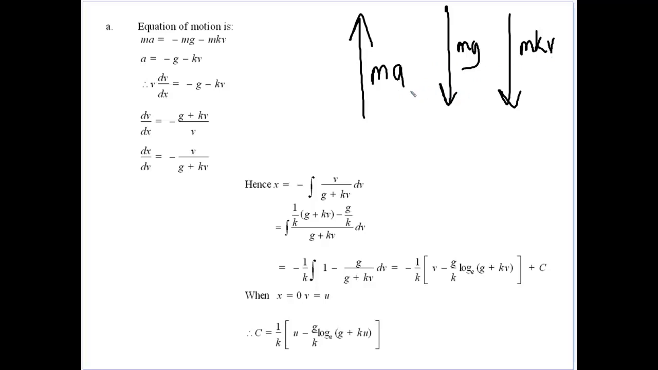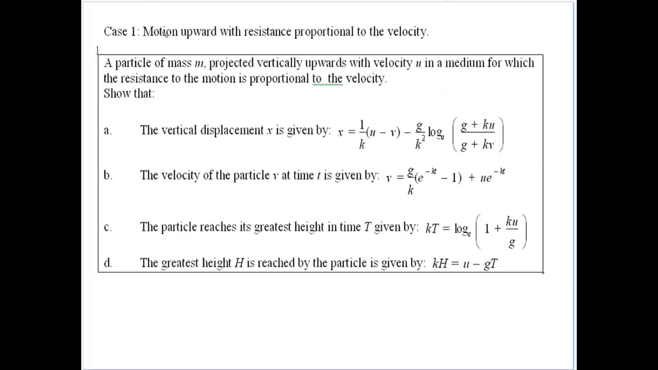So by Newton's laws, we know that we have these two opposing each other, so that in any situation, these must be equal to each other. So that's where we get our equation of motion, and we start off with that. So acceleration is going to be minus g minus kv. So the first part we want to do is find the vertical displacement x, and so we're relating x and v together.